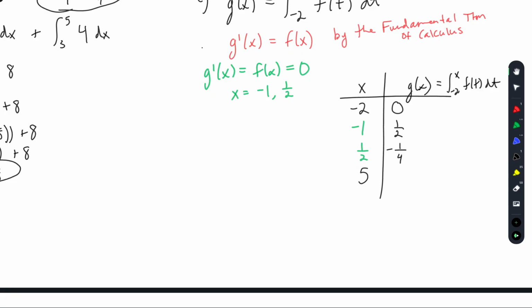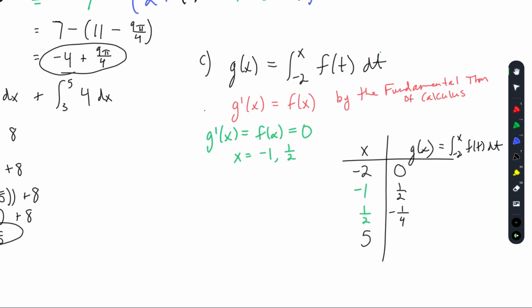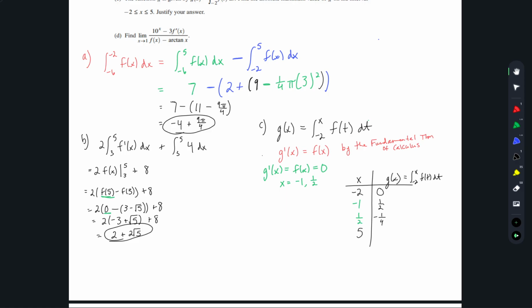And then 5. Do I have to do 5? Oh, JK. Remember, we did part of it. Where was that? This thing. -2 to 5, I already did it. Do you see what I'm saying? There she is. So 11 minus 9 pi over 4.